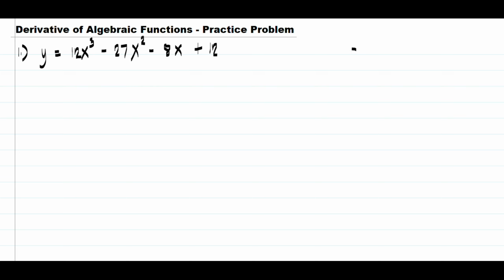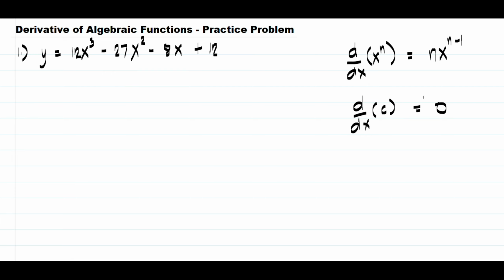For example, the derivative of x raised to n gives us n x raised to n minus 1. Aside from that, the derivative of a constant is always equal to 0. So these are the things that we need to consider in order for us to find the derivative of the given algebraic functions. So let's start with the first example.